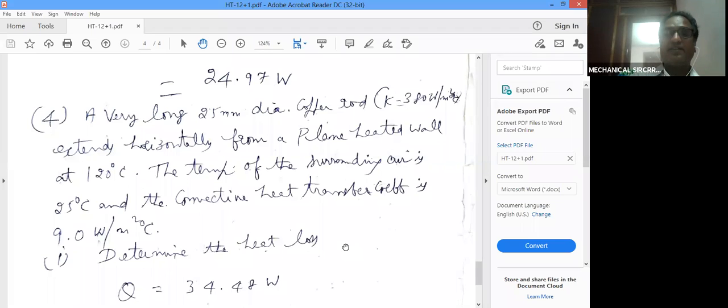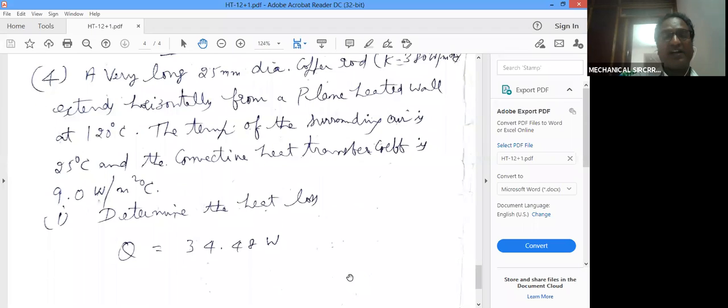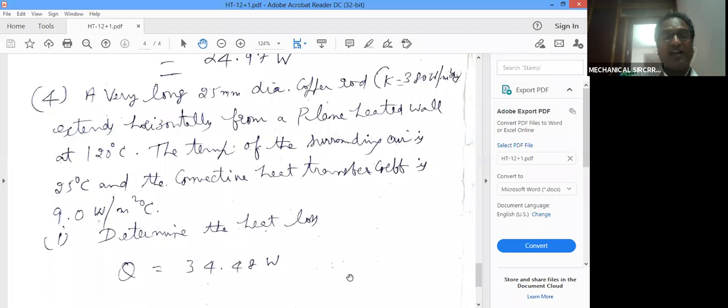So the fourth problem. I am not going to solve this fourth problem, all of you solve it. This is a simple problem. A very long 25 mm diameter copper rod of thermal conductivity 380 watt per meter Kelvin extends horizontally from a plane heated wall at 120 degrees centigrade.